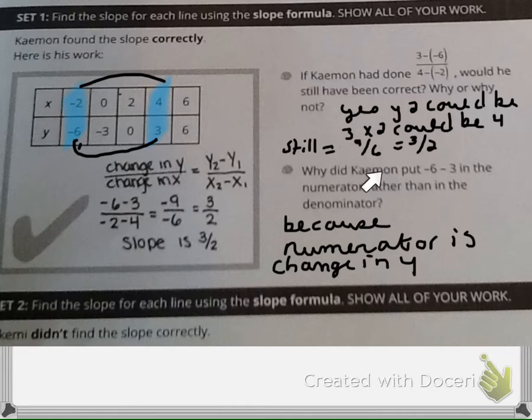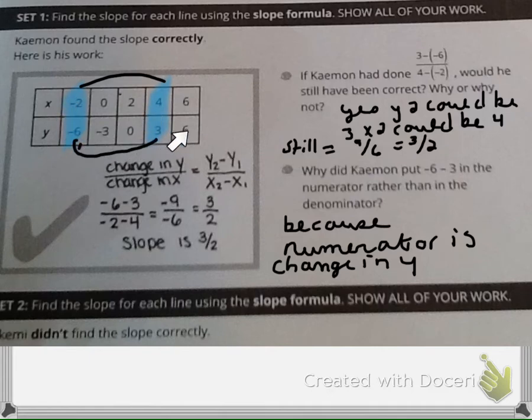That means that this 9 over 6 simplifies to 3 over 2 in the same way that this 9 over 6 simplified to 3 over 2, which means the answer is the same. Well, why does that work? It works because when they tell you to do y2 minus y1, it doesn't matter which of these you decide is going to be y2 and which is y1. You could call this y2 or you could call this y2, as long as if you're going to call this y2, then this has to be x2. And if you're going to call this y2, then this has to be x2. That's the only rule that you have to follow.